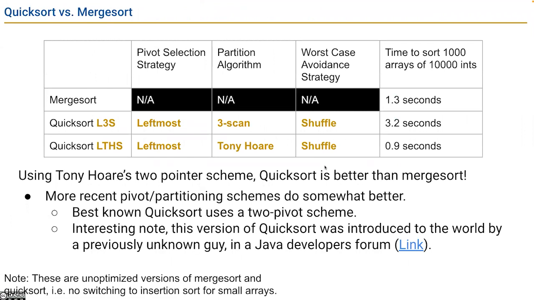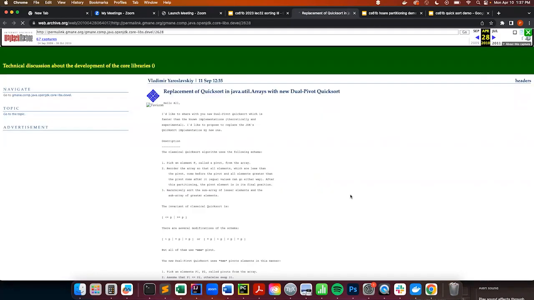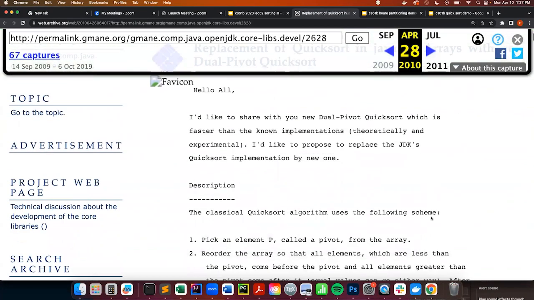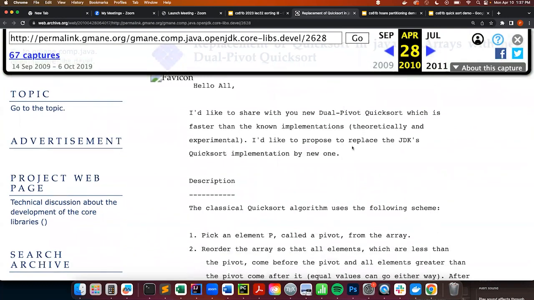So if we use this, we get a faster Quicksort, and there are better ones. For example, there was a post on a Java forum in September 2011, interestingly, not that this is a Java algorithm, where someone said, "Hi, I have a new dual pivot Quicksort idea. I think it should be in Java."